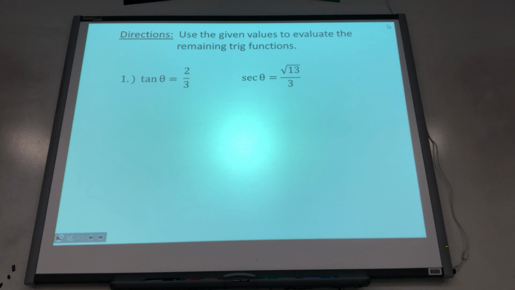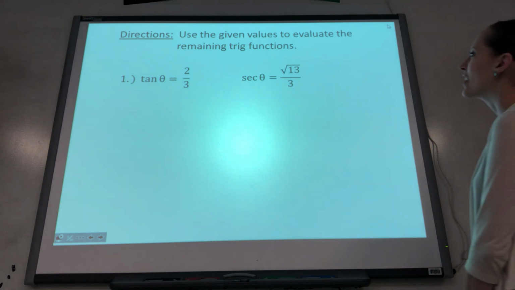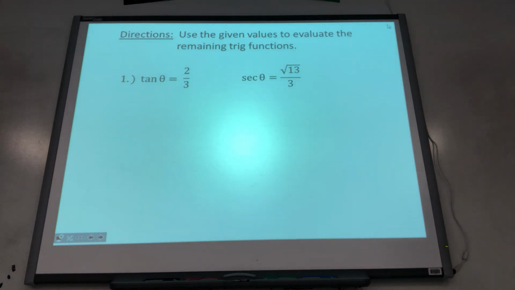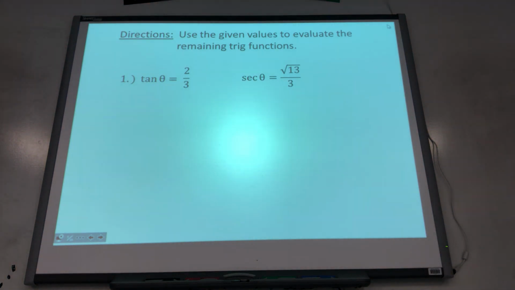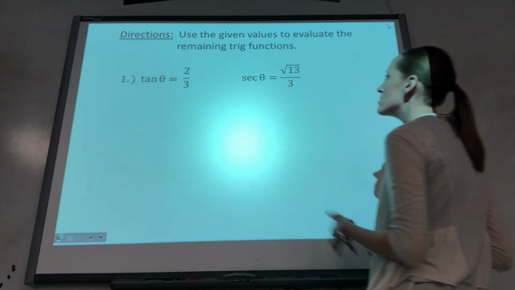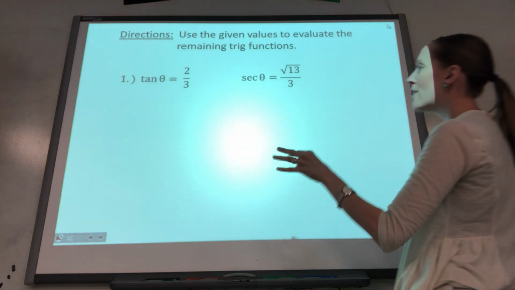Example 1, tangent of theta equals 2/3, and secant of theta equals radical 13 over 3. We know what tangent is. We know what secant is. It's our job to find all of the other trig functions. Sine, cosine, cosecant, and cotangent. So there's 4 more to find.